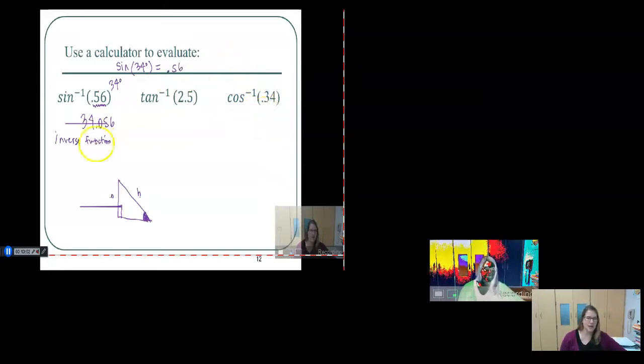So again, sine and sine inverse, they are inverses of one another. This one, sine, you take the angle and plug it in, you're going to get the ratio of sides. The inverse, you plug the ratio of sides in, and you're going to get the angle. So tan inverse, just put it in your calculator, second tan of 2.5. That should be equal to about 68 degrees if I round it off. And then second cos, or cos inverse of 0.34 is equal to 70 degrees. Again, I rounded that off.